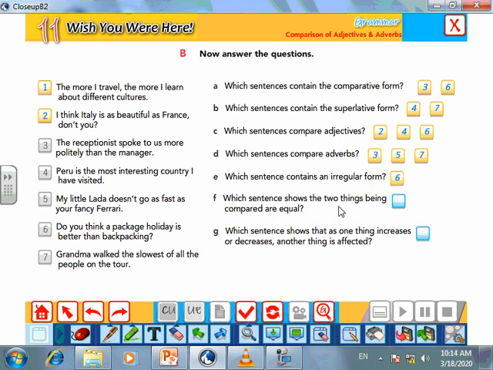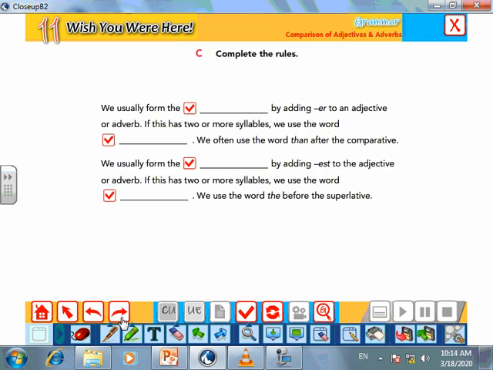And which sentence shows two things being compared are equal, which is as? Excellent, very good, it's number 2. And which sentence shows that one thing increases or decreases, another thing is affected? Very good, it's number 1. Amazing. These things are very important. All the lessons that we discussed today are summarized here. Okay? Now let's have some solving together.